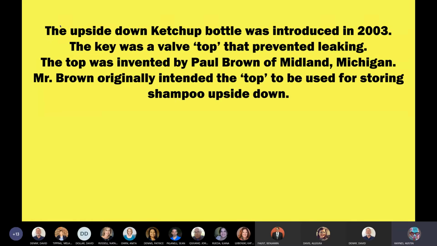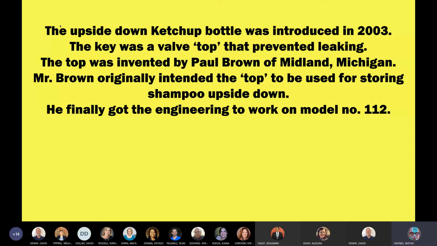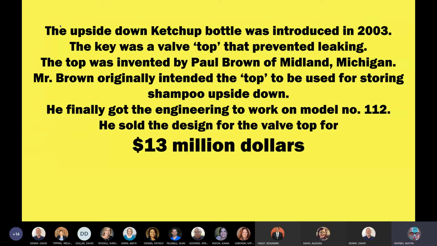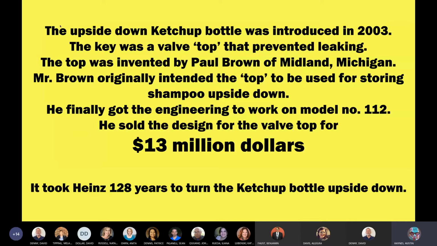Mr. Brown originally intended the top to be used for storing shampoo upside down. He thought it would be a good idea for hotels, and he thought he was going to make $1 million by building a modulated system that dispersed shampoo and conditioner in the shower, so that the hotels could save money on shampoo and conditioner. He finally got the engineering to work on model number 112, and he sold the design of the valve for $13 million to the Heinz Corporation, which had taken 128 years to turn the ketchup bottle upside down.